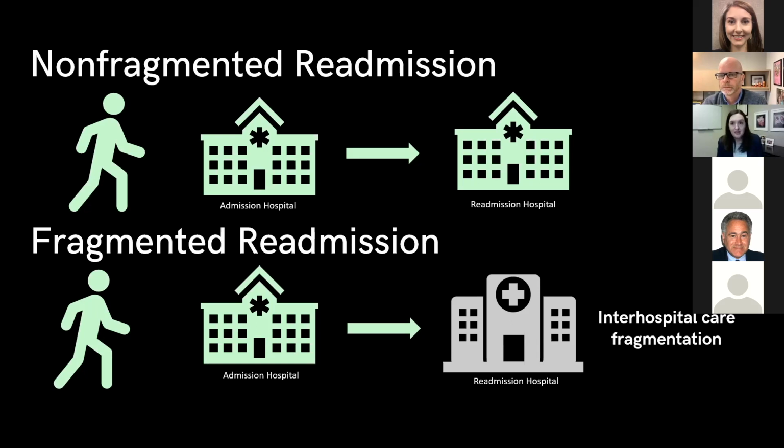A fragmented readmission, while at its most basic is a readmission to any different hospital, exists on a spectrum. So you can think about how an index admission to EUH and a readmission to EUHM would be considered fragmented, but it's different than an index admission to EUH and a readmission to Piedmont or the VA, for example.